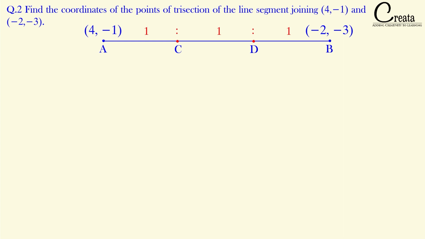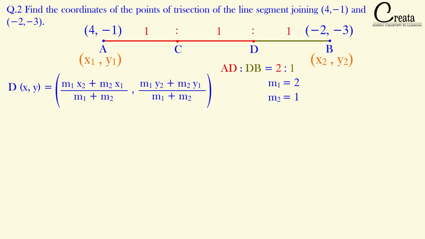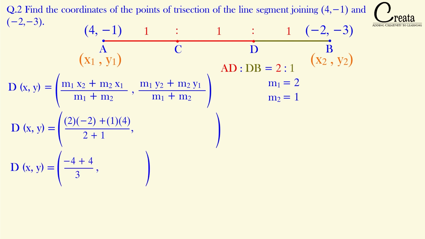Firstly, let's find the coordinate of point D. Can we say the ratio of AD to DB is 2:1? Yes, AC plus CD is 2. So we got AD to DB is 2:1. We can say M1 is 2 and M2 is 1, and the coordinate of point A is x1, y1 and the coordinate of point B is x2, y2. Now we can apply the section formula. We know M1, M2, x1, x2, y1, y2. So let's find the coordinate x. Let's put the value. On solving, we got x as 0.